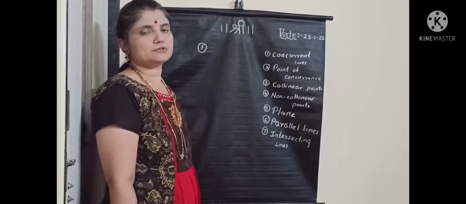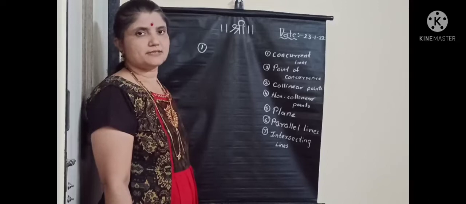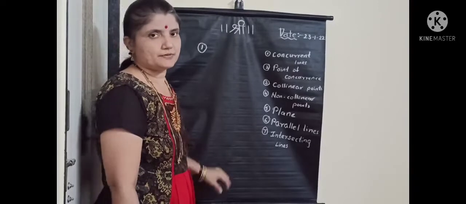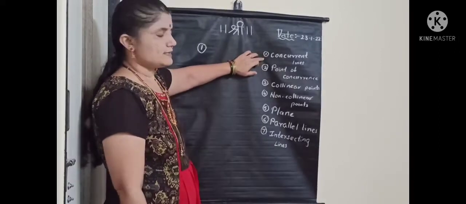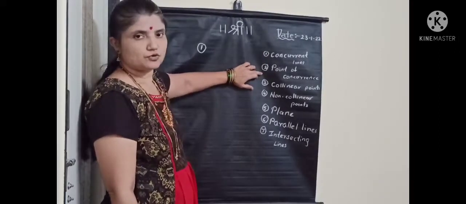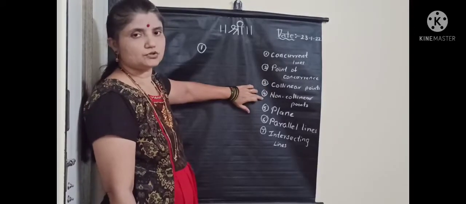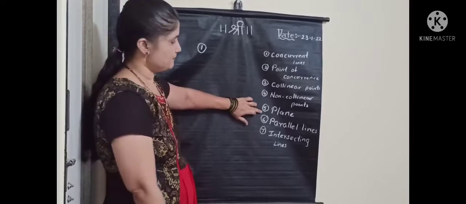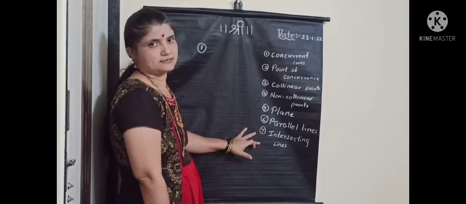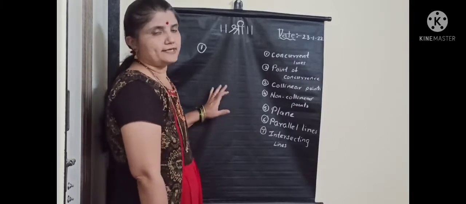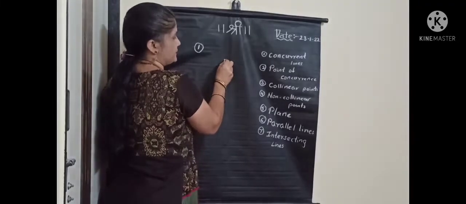Today we are going to continue chapter 1 of standard 6, basic concepts in geometry. Today I am going to teach you concurrent lines, point of concurrence, collinear points, non-collinear points, plane, parallel lines and intersecting lines. Already I had taught you before what is meant by a point.